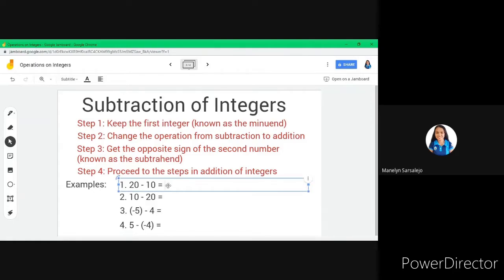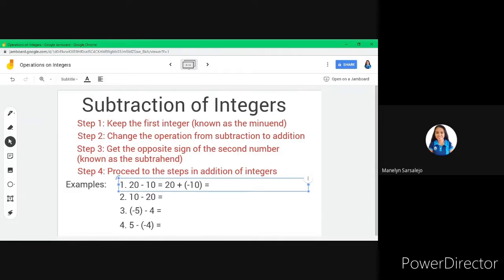Okay, example. 20 minus positive 10. So we keep the first number, which is 20. And then step 2, change the operation from subtraction to addition. Step 3, get the opposite of the second number. Our second number is positive 10. So unsa may opposite sa positive? So mahimong negative 10. And then proceed ta sa addition.